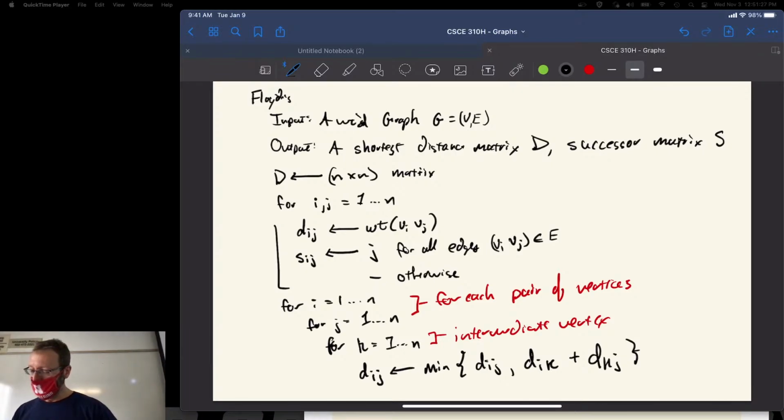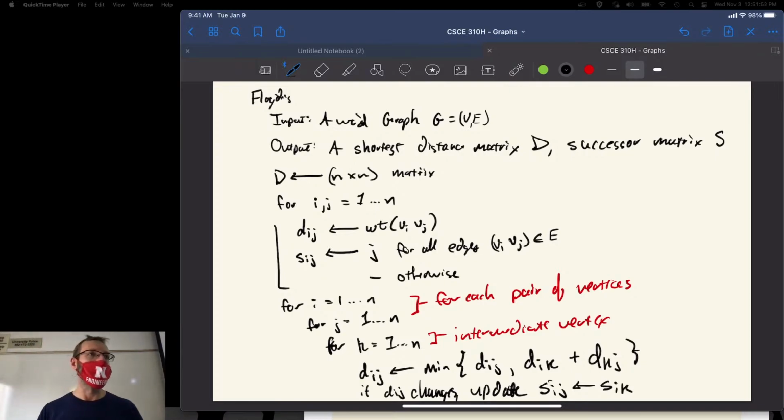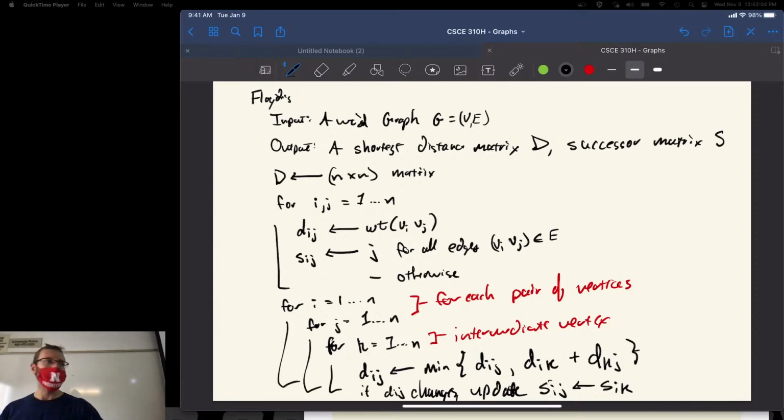Okay? You also need to update the successor matrix. If d sub ij changes, update. If it doesn't change, then don't update. But update s sub ij to be s sub ik. And we'll understand that when we look at the successor matrix and rebuild our paths. All right? So questions on that so far? Otherwise, it's a very simple three nested for loops and two conditions. All right?